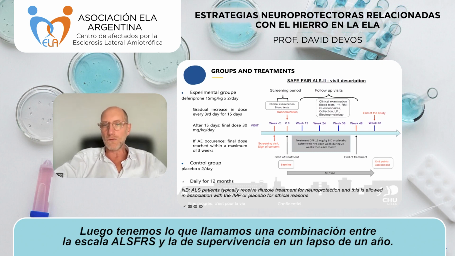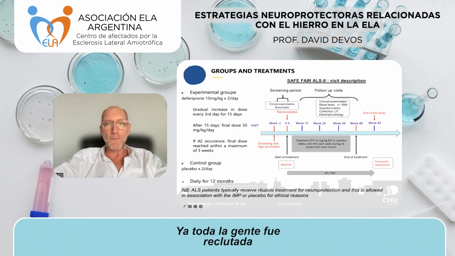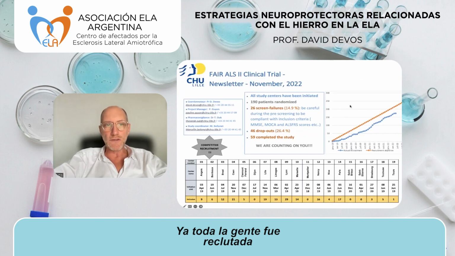So you have the ALSFRS, with what we call the combined ALSFRS and survival score at 1 year. And now all the people have been recruited.